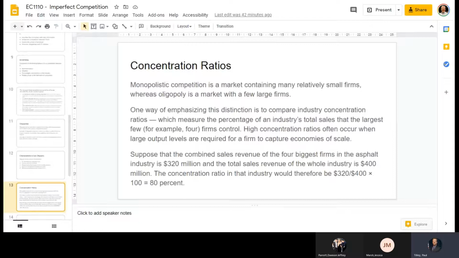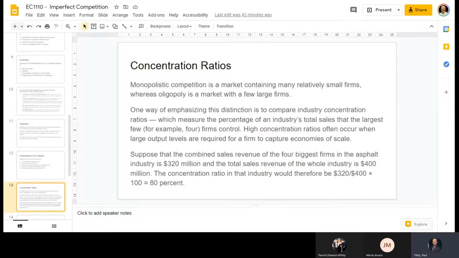So if we're trying to figure out, is this more monopolistic competition or more oligopoly? What we're going to do is take the top 4 firms in the industry. We rank the firms in the industry by their sales or profit or whatever, usually sales. Let's assume that total industry sales is $400 million, for whatever the industry is. The top 4 firms sell $320 million worth of product. So in other words, the top 4 have 320 400ths, which is 80% of the market.